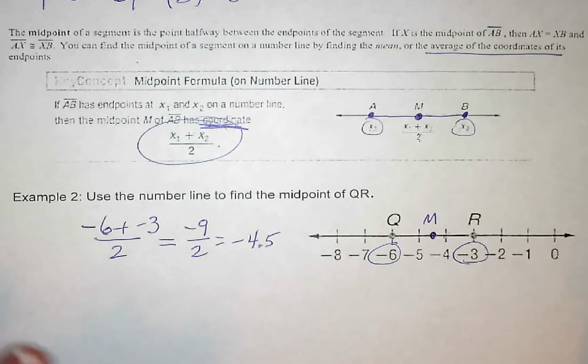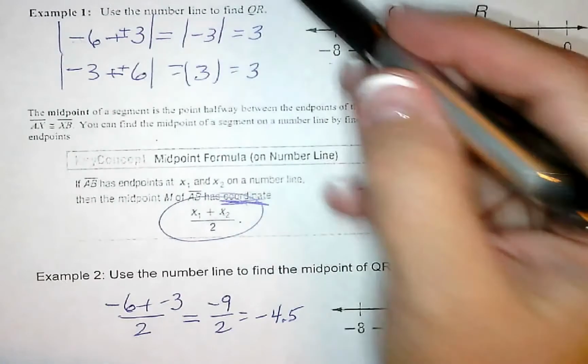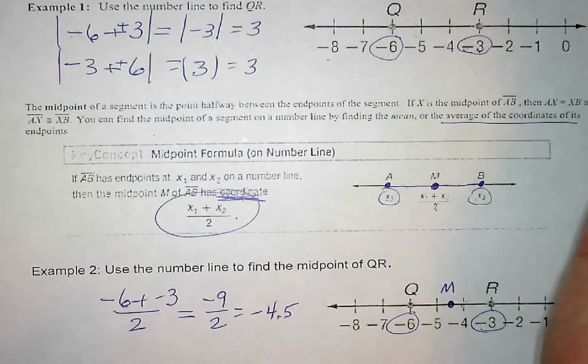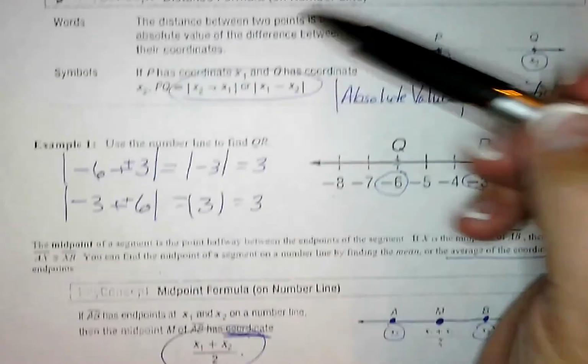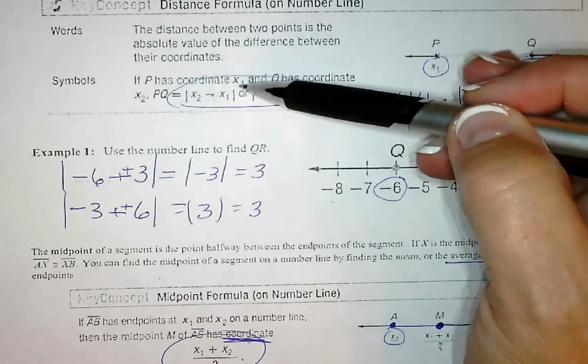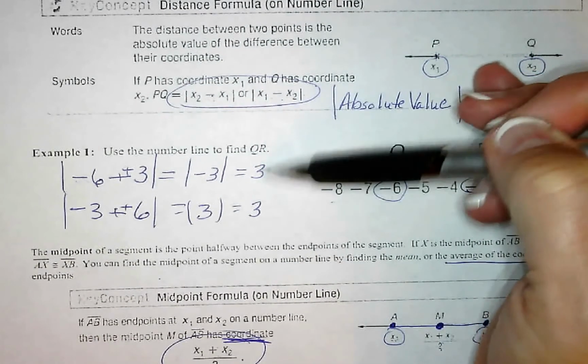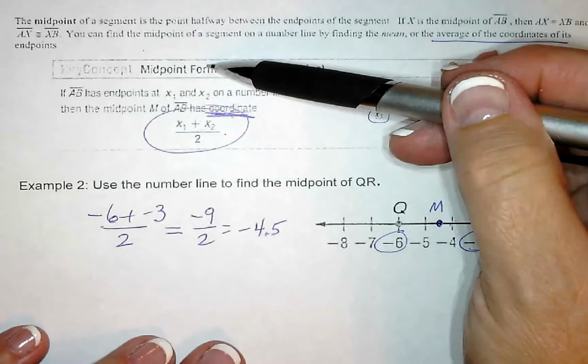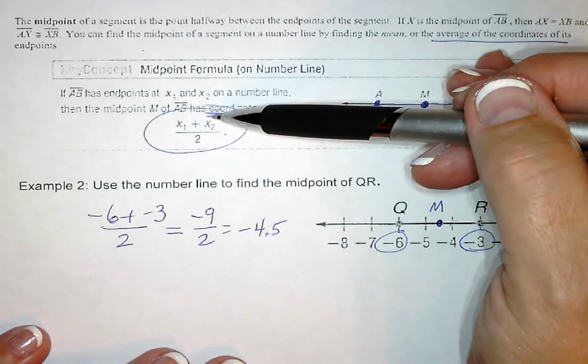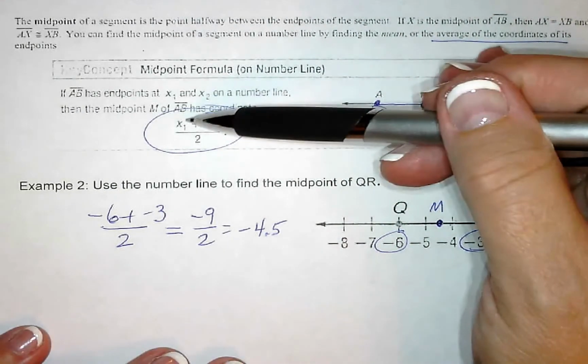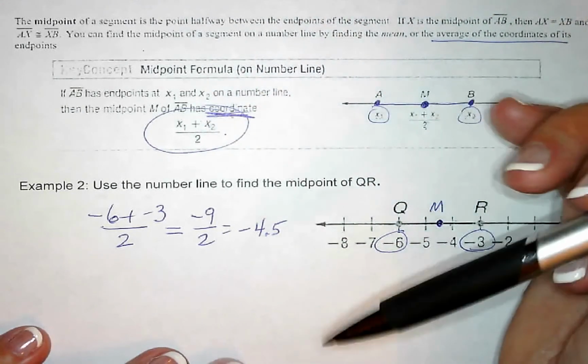So I would encourage you to use the two formulas. That's going to be used every single time. It'll work every single time. Remember, on distance, we use the absolute value because distance always has to be positive. And on midpoint, we find the average between the two ends, added together, divided by 2. Let me know if you need some help.